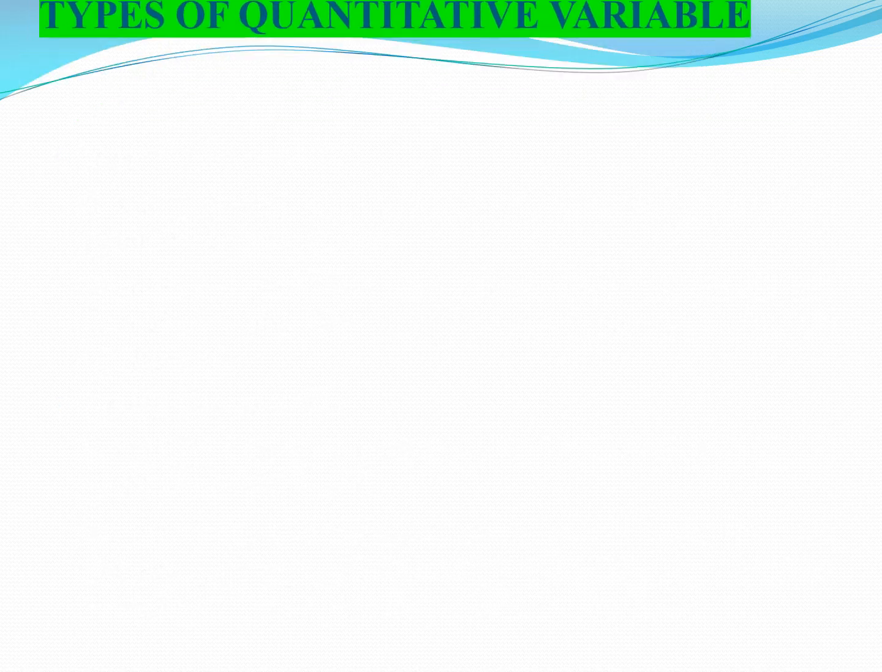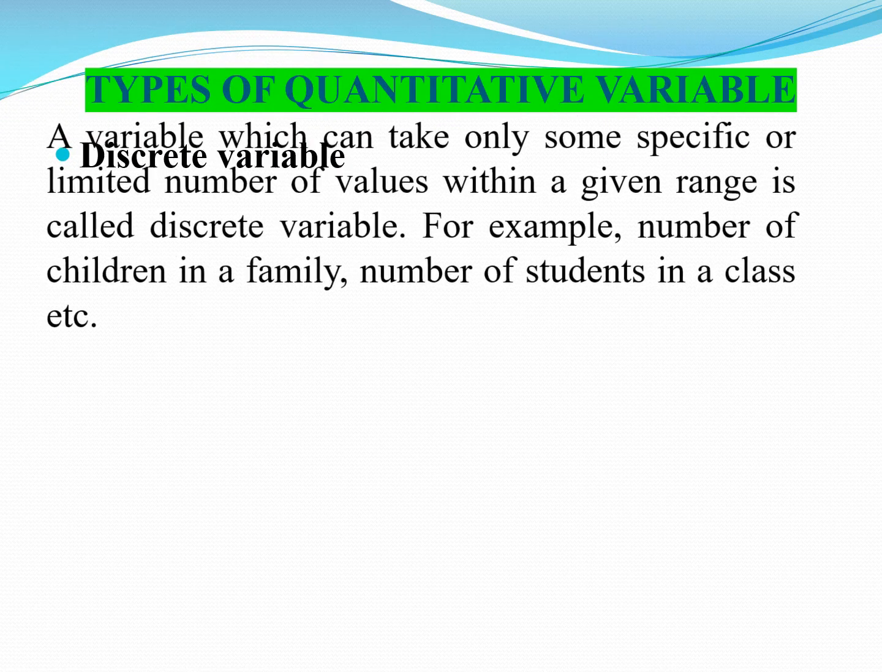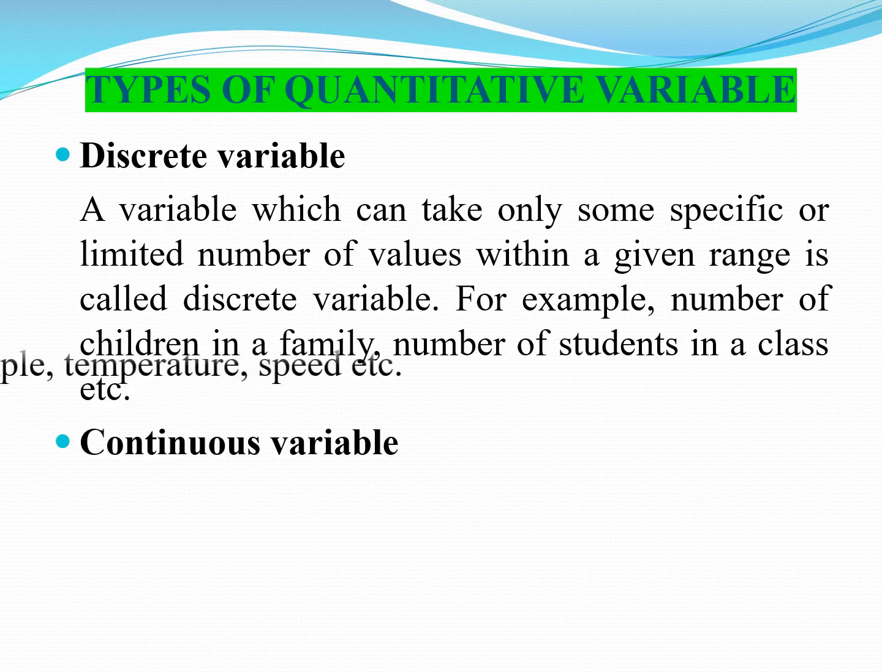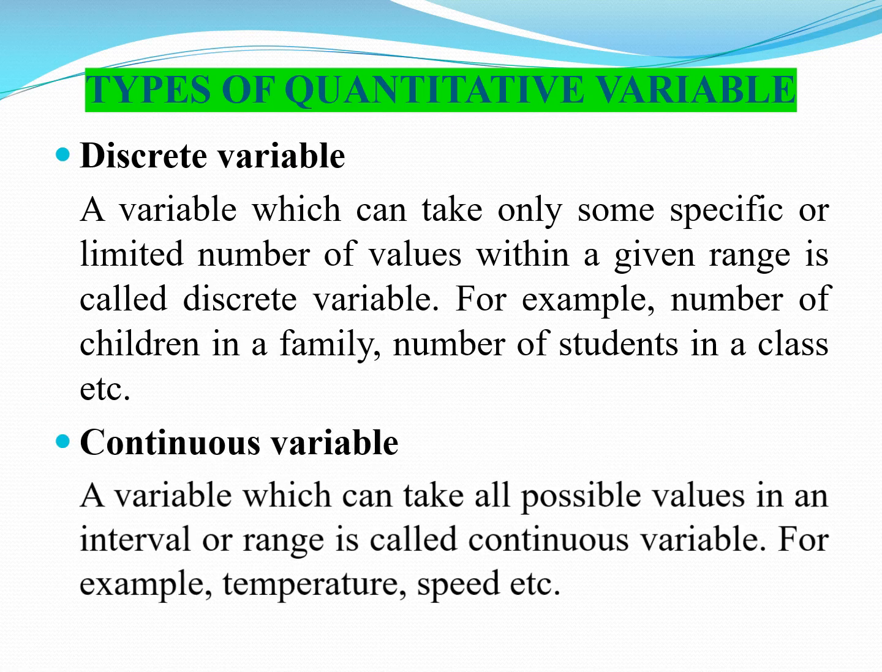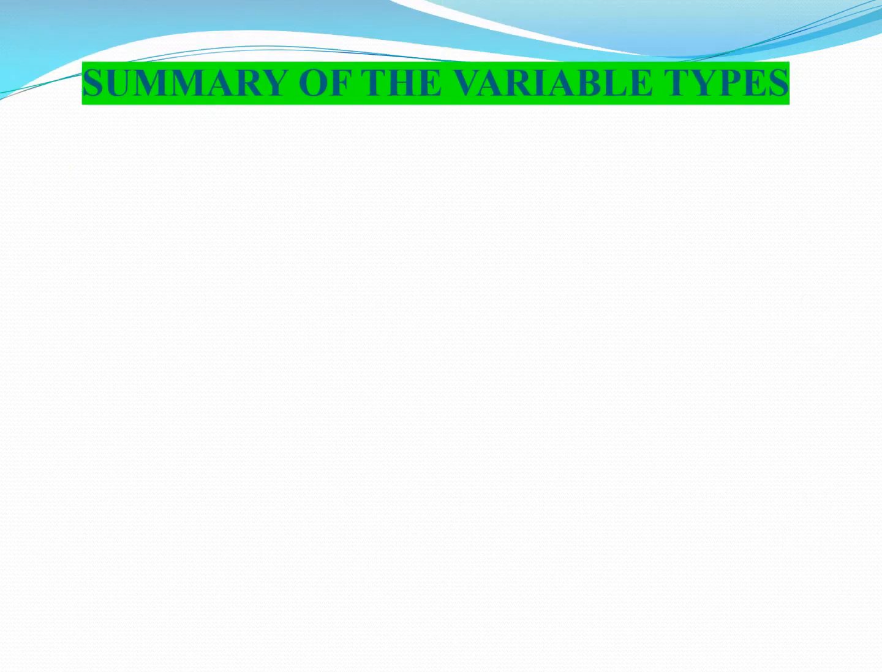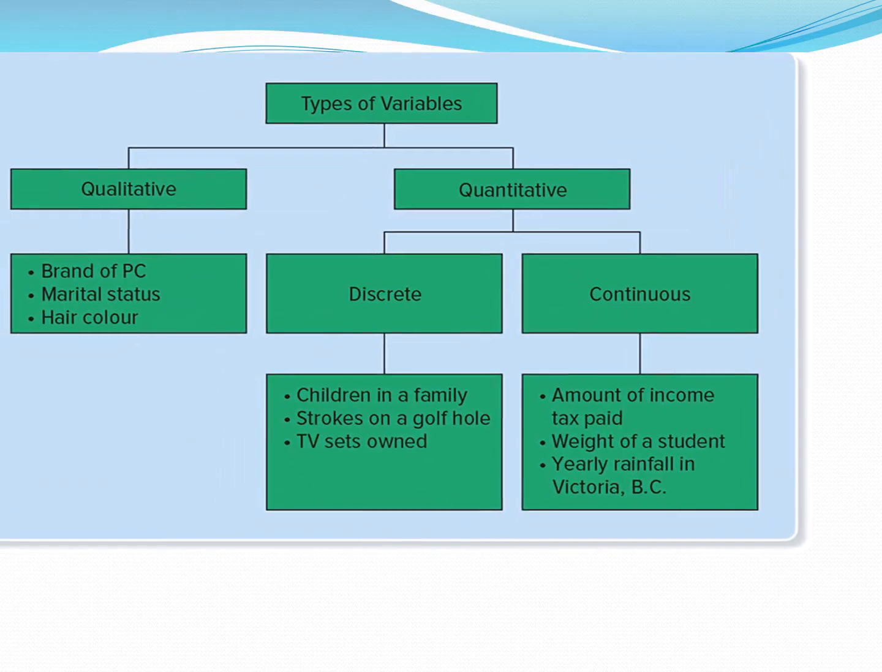Quantitative variables can be further divided into discrete variables. A variable which can take only some specific or limited number of values within a given range is called a discrete variable. For example, the number of children in a family, the number of students in a class etc. Continuous variable: a variable which can take all possible values in an interval or range is called a continuous variable. For example, temperature, speed etc. Here we have a summary of variables and their different types.